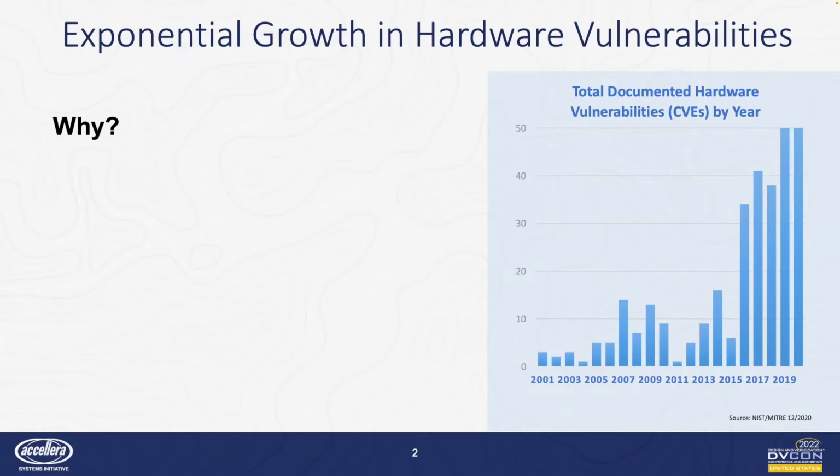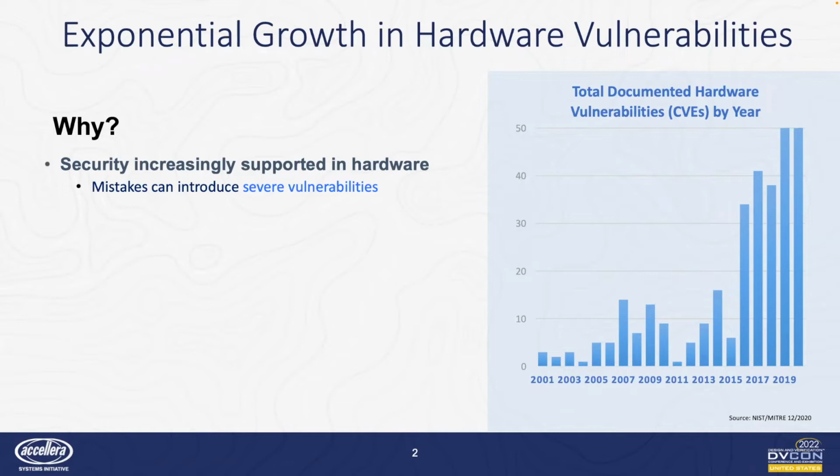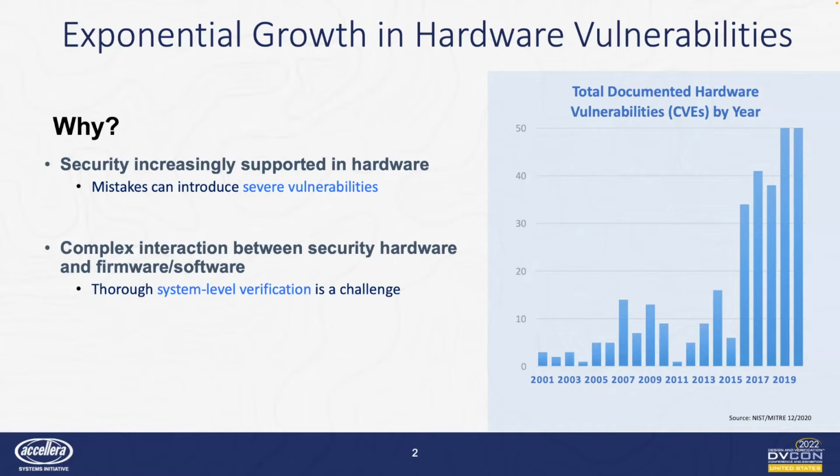There's been an exponential growth in hardware security vulnerabilities over the last decade, as reported in the National Vulnerability Database. The increased number of vulnerabilities is due to, first, security being implemented directly in hardware, for example, through hardware root of trust and secure architectures such as ARM's TrustZone. While implementing security functions in hardware generally makes the system more secure, mistakes in architecture or implementation can introduce severe vulnerabilities. Second, growing design complexity and interaction between security hardware and firmware.